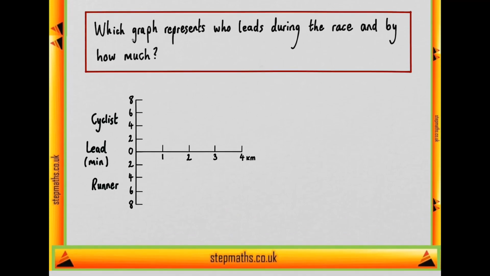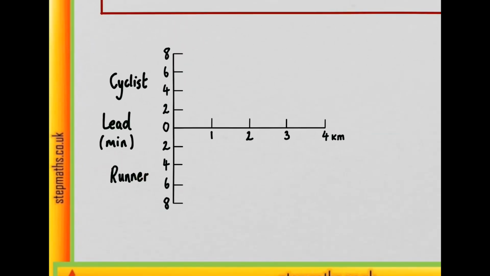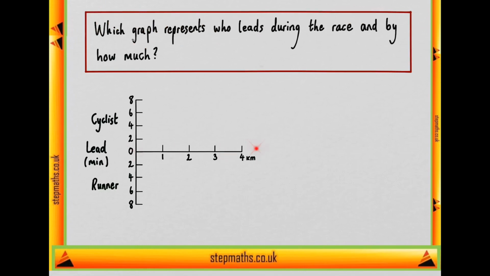They have the following axis, where we have the lead on the y-axis, cyclist up top, runner at the bottom, so the cyclist lead goes up to 8 minutes, and same with the runner. And we have distance on the x-axis for the different parts of the course.